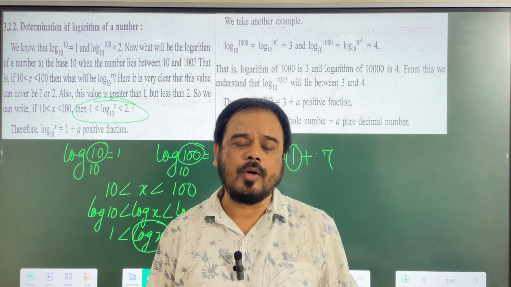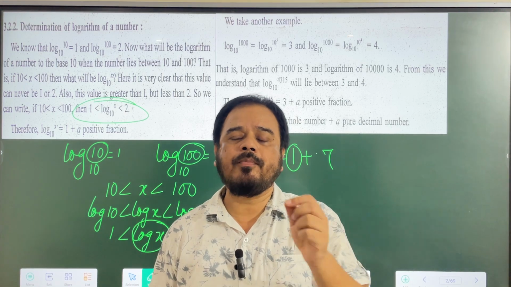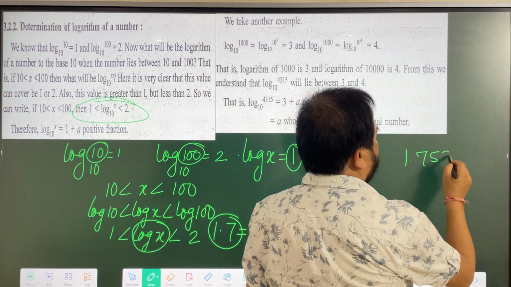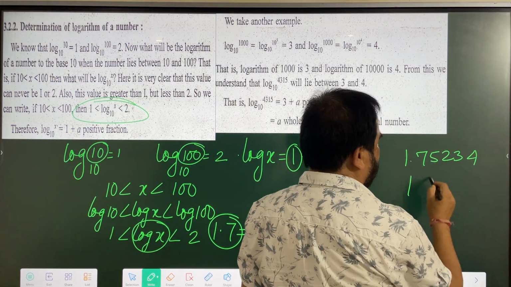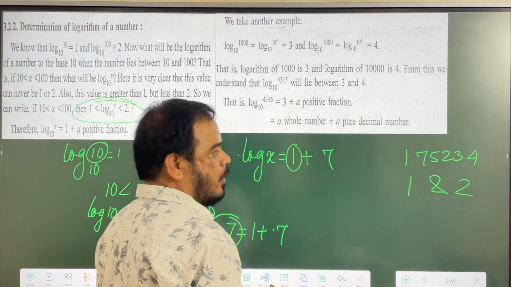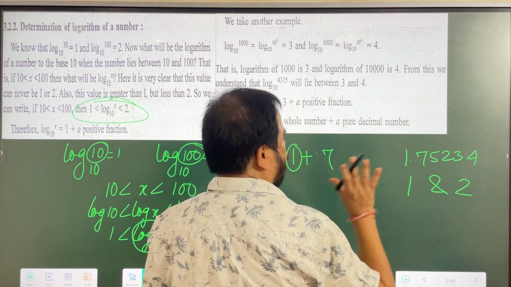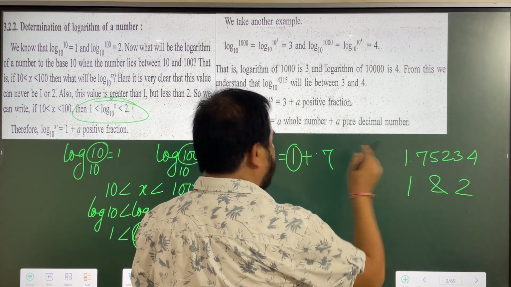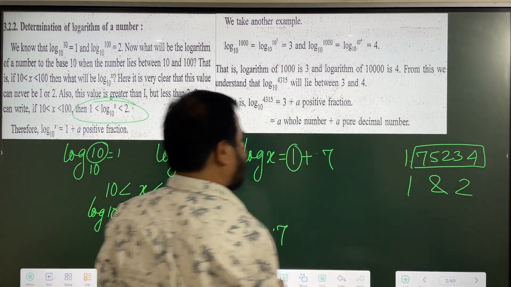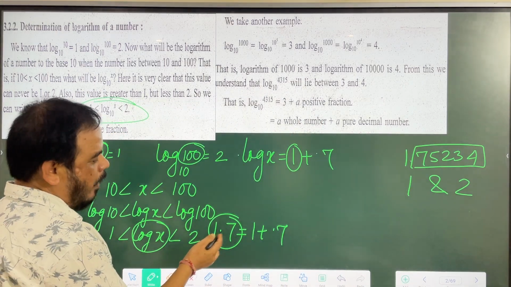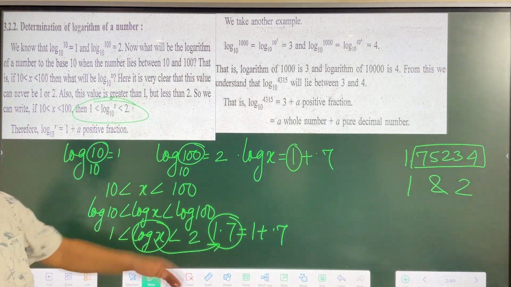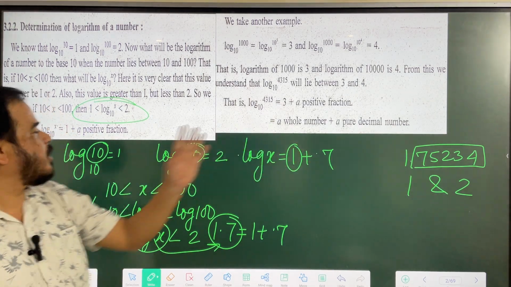Just for example, 1.75234. This number is between 1 and 2. So that means you will surely get 1, then plus the other decimal part. I have assumed here 1.7. Suppose the value of log x is 1.7. So we can write log x equals 1 plus 0.7.